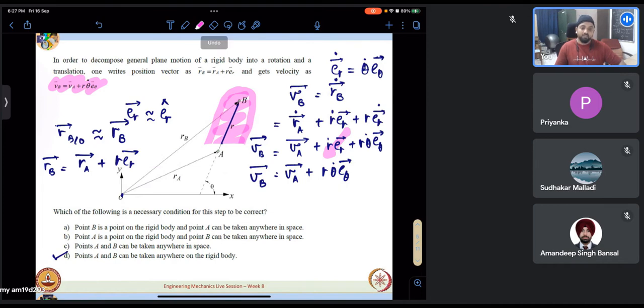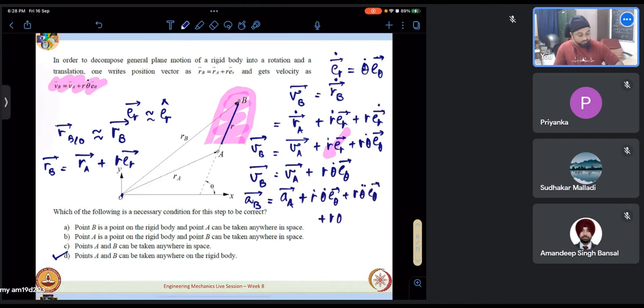We will see when we get to accelerations that it will again have two components, one will be alpha, one will be theta double dot. Why don't we differentiate that now itself and see? So VA dot is nothing but AA dot plus R dot theta dot E theta plus R theta double dot E theta plus R theta dot E theta dot.